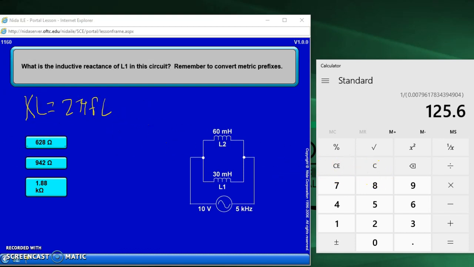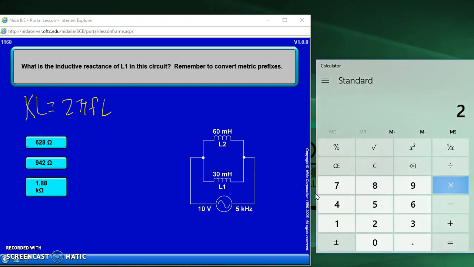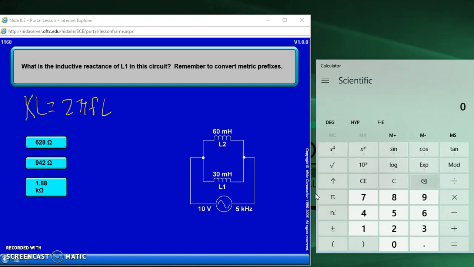So coming over to our calculator, clear it. 2 times, I've got to go to scientific to get pi, so let's change. Let's clear and start over. 2 times pi times 5 kilohertz times 30 millihenries equals.